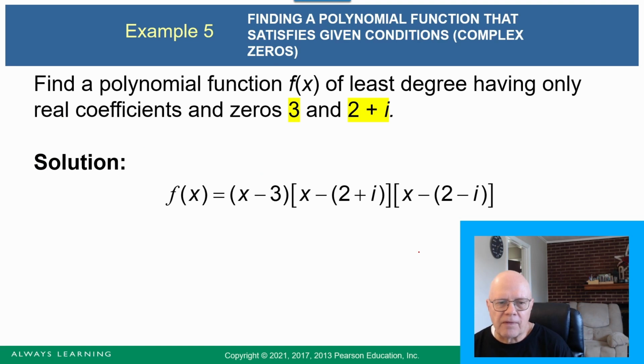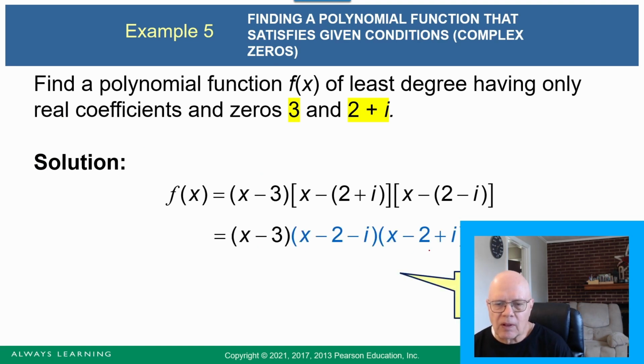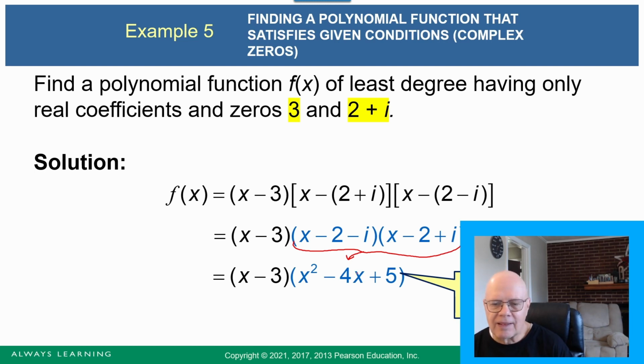So there are 3 factors, and those are the simplified ones that we had. Multiply these together, which I suggest you do first. Look at that, no i's. That's why I suggested multiplying those two together first, then multiplying by the x minus 3. Remember, x times all of these, and then minus 3 times all of these, then simplify.